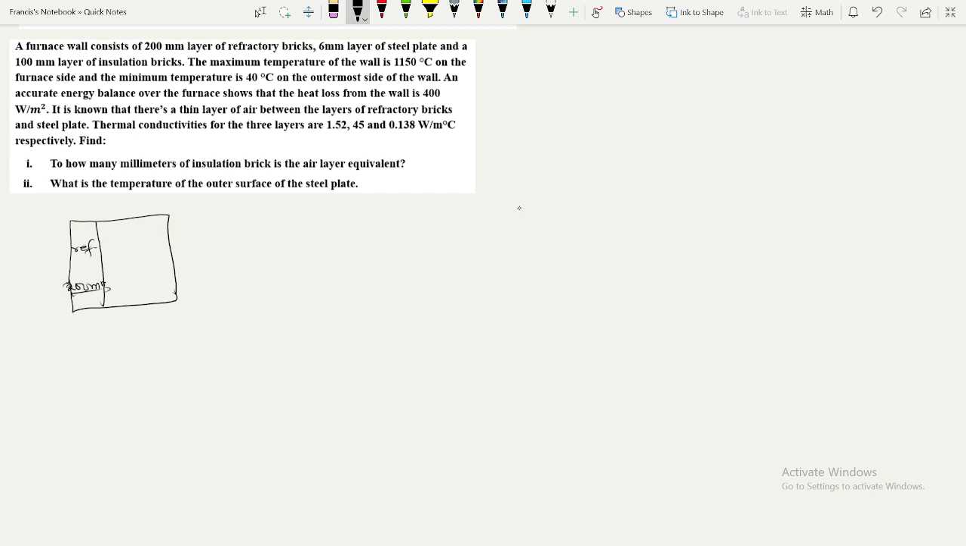And 6 millimeter layer of steel plate. So these are steel plates, 6 millimeters. Let's call this our steel plate. And 100 millimeter layer of insulation bricks. Now this is an insulation brick. It doesn't have an actual name. They are just calling it an insulation brick, which is 100 millimeter layer. So this is 200 and this is 6.